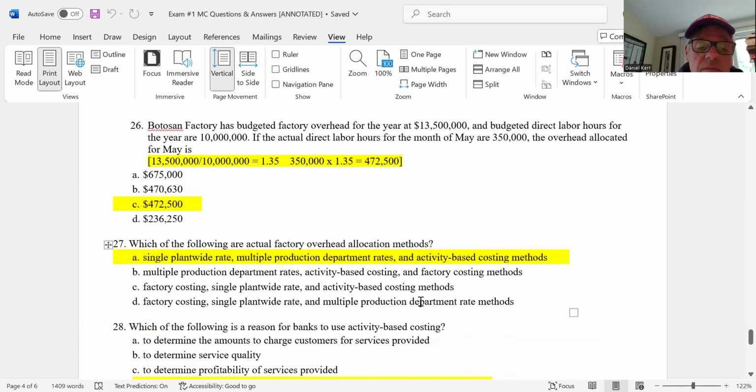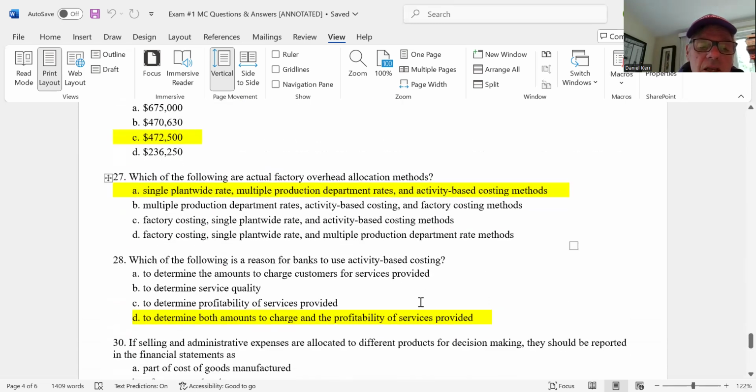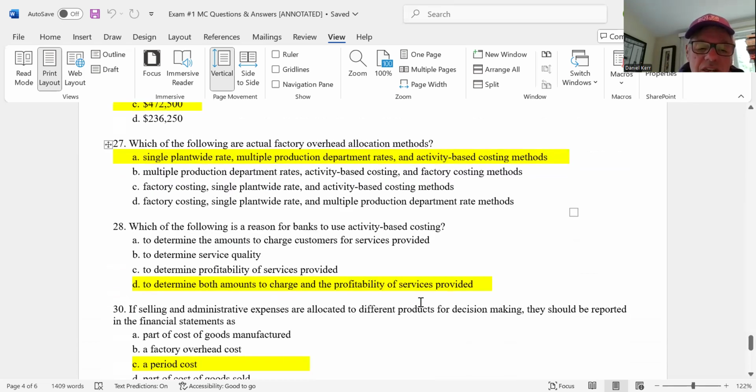of factory overhead. 27, which of the following are actual factory overhead allocation methods? Single rate, multiple production rate, activity-based costing. The answer is A. 28. Which of the following is a reason banks use activity-based costing? They use activity-based costs to determine the amounts to charge and the profitability of the services they provide. So the answer there is D.